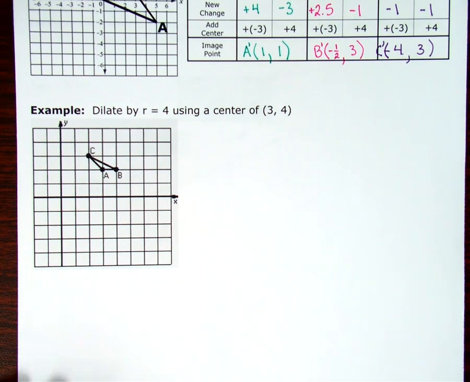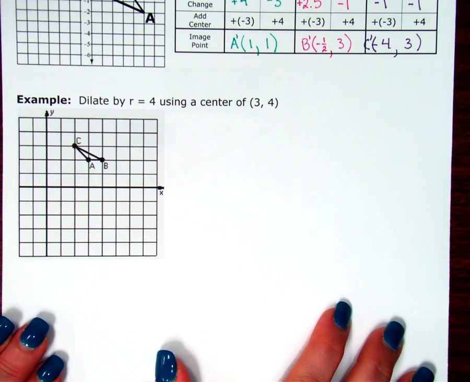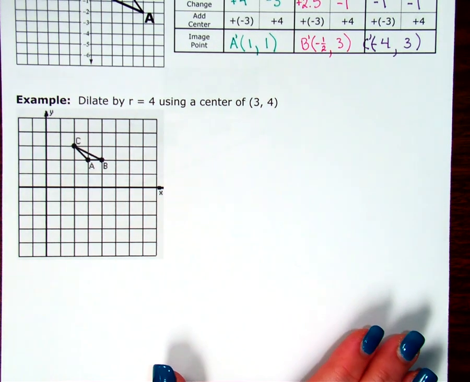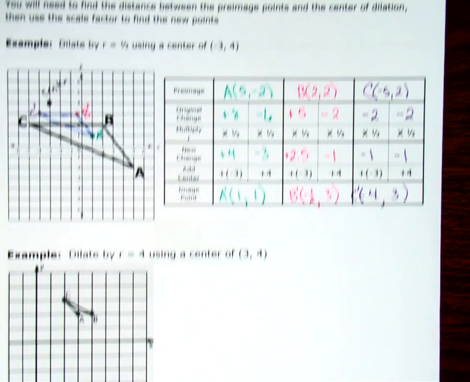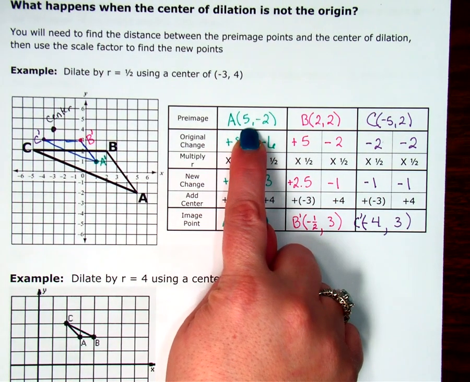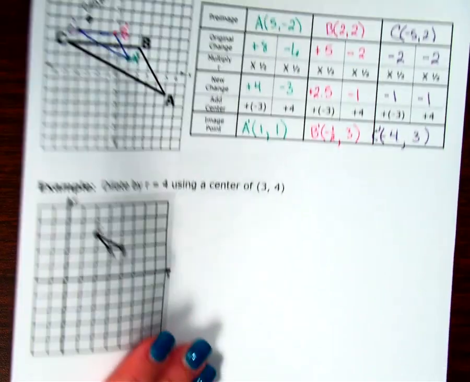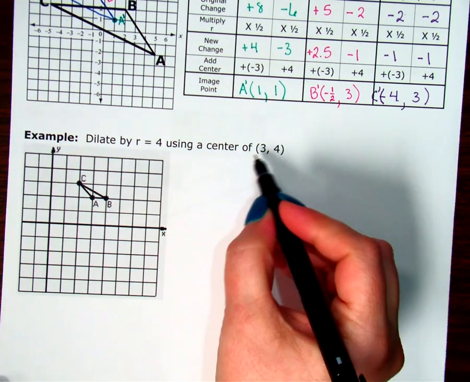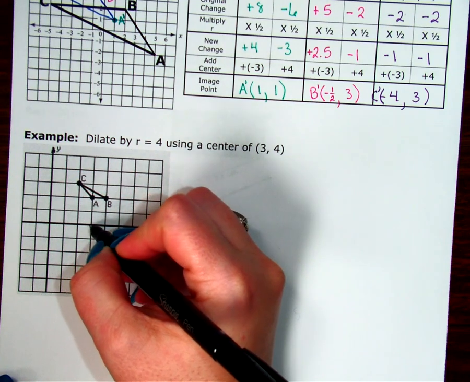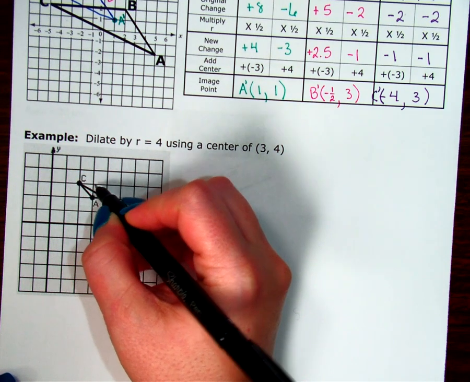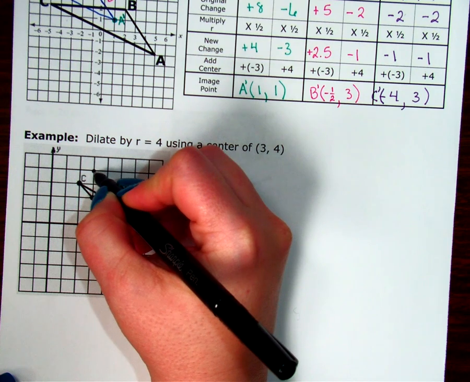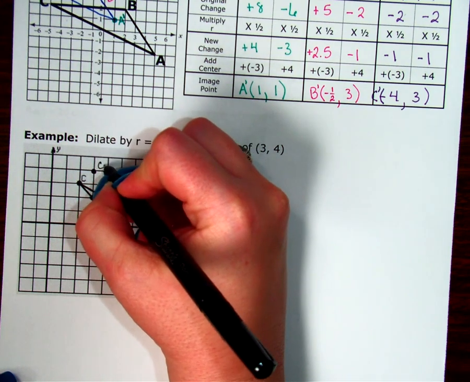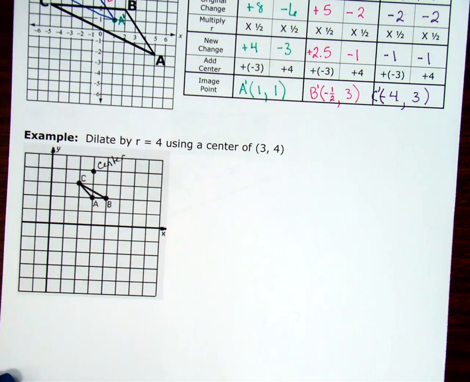We're going to dilate by r equals 4 using the center of 3, 4. And I don't have the table to walk me through it, but I'm still going to do this same process. So the first thing I'm going to do is graph that center, because that center is not graphed for me. So that's the first thing I want to do, is figure out exactly where that center is. My center is at the point 3, 4. So 1, 2, 3, 1, 2, 3, 4. Here is my center of dilation.